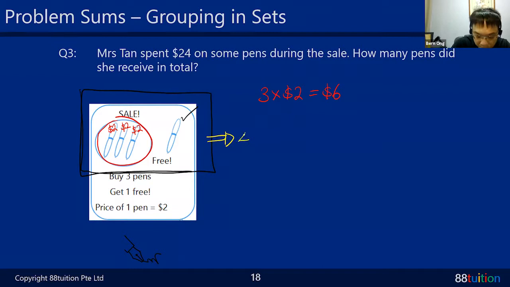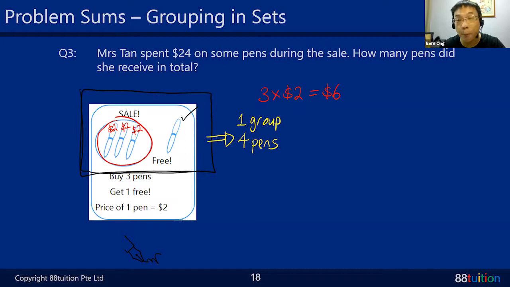This is called one group. So one group will have 4 pens, all right? Because every 3 pens you buy, you get 1 pen free. So one group is 4 pens.